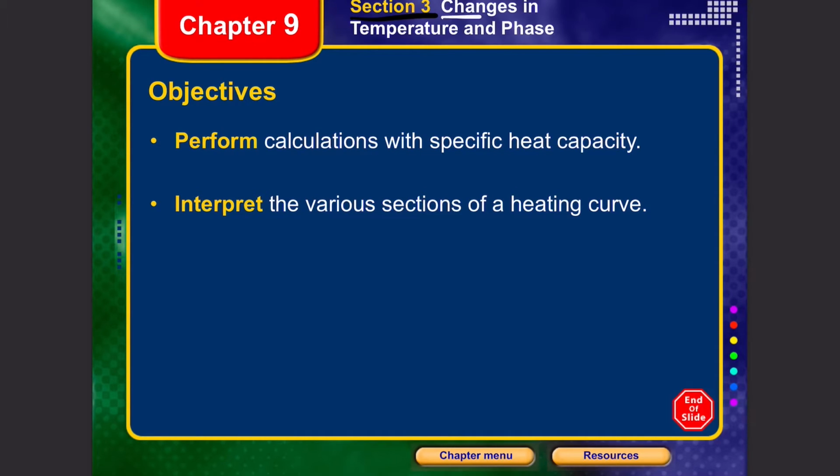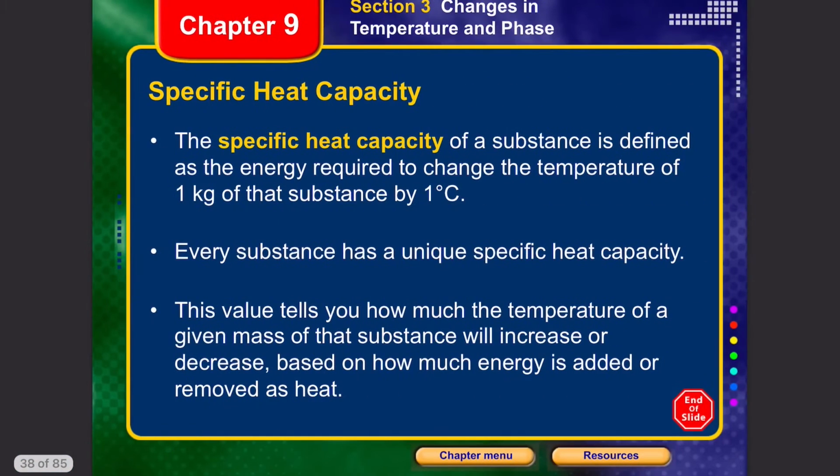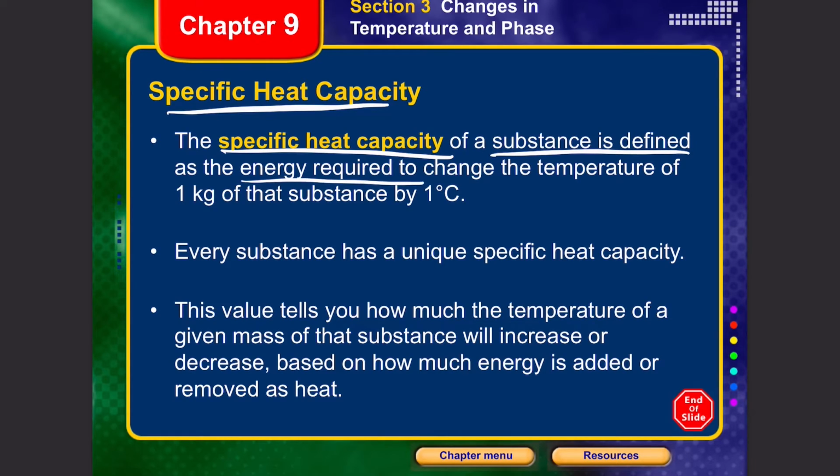In this, we're going to talk about changes in temperature and phase. So you're going to perform calculations with specific heat capacity and interpret various sections of a heating curve. So let's start with specific heat capacity. The specific heat capacity of a substance is defined as the energy required to change the temperature of 1 kilogram of a substance by 1 degree centigrade.